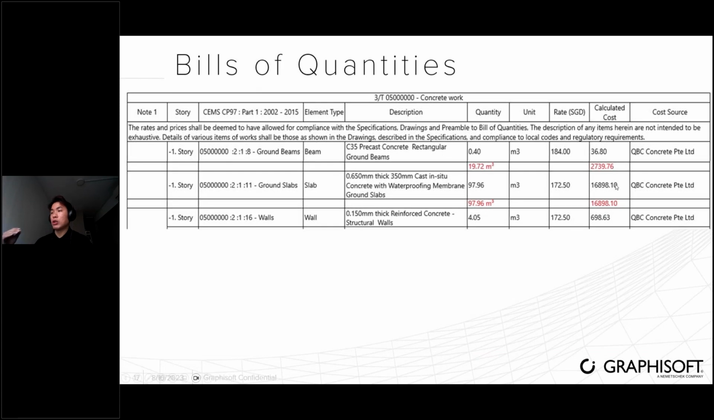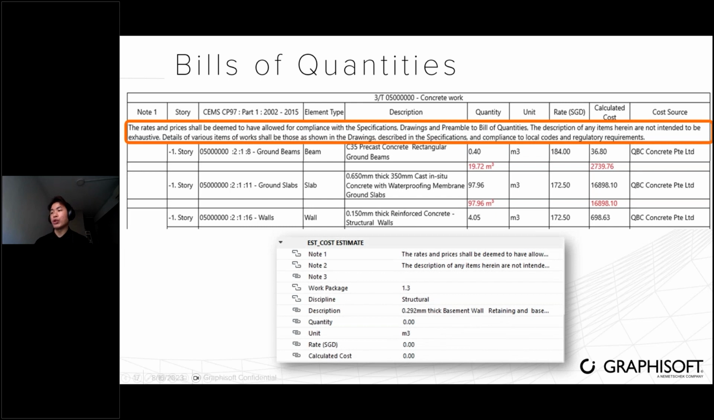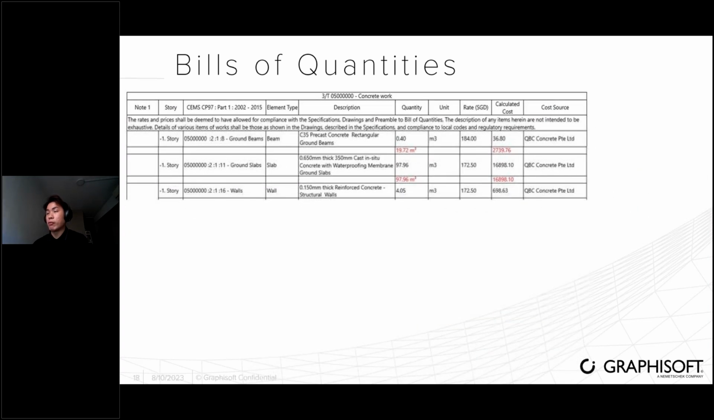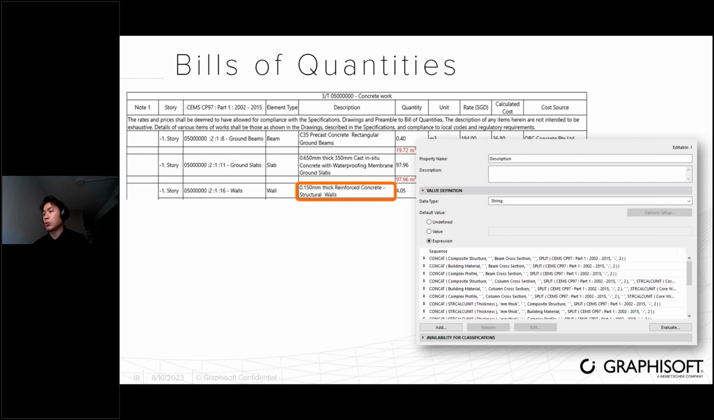Now we have developed the QTO into the BOQ. So you can also develop the BOQ easily, and you can see there is certain information that is needed, like the top bar. You can put a note over there, like the rate and price shall be deemed to be allowed for compliance with the specification and so on. And like I mentioned just now, for the description itself, you can generate it based on the CMS standard.